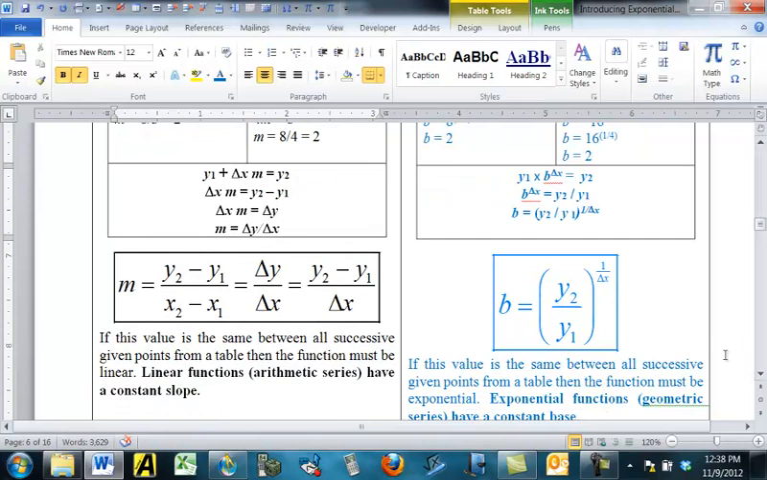So arithmetic sequences, sequences I should say, have a constant slope, and this should be sequences as well.